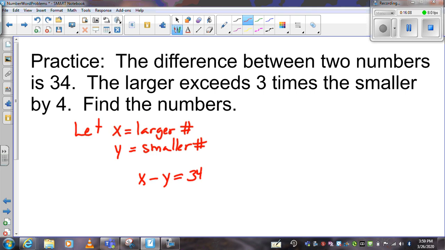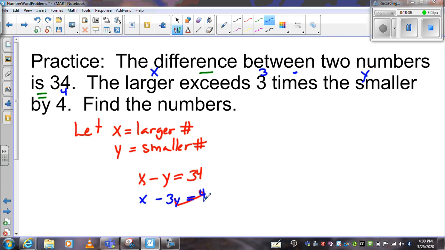Here comes my next equation. The larger, there's x, exceeds, you got to remember that trick. Over exceeds, you put minus. Over by, you're going to put equals. Okay? So the larger exceeds, there's your minus, 3 times the smaller by 4. So it's x minus 3y equals 4.